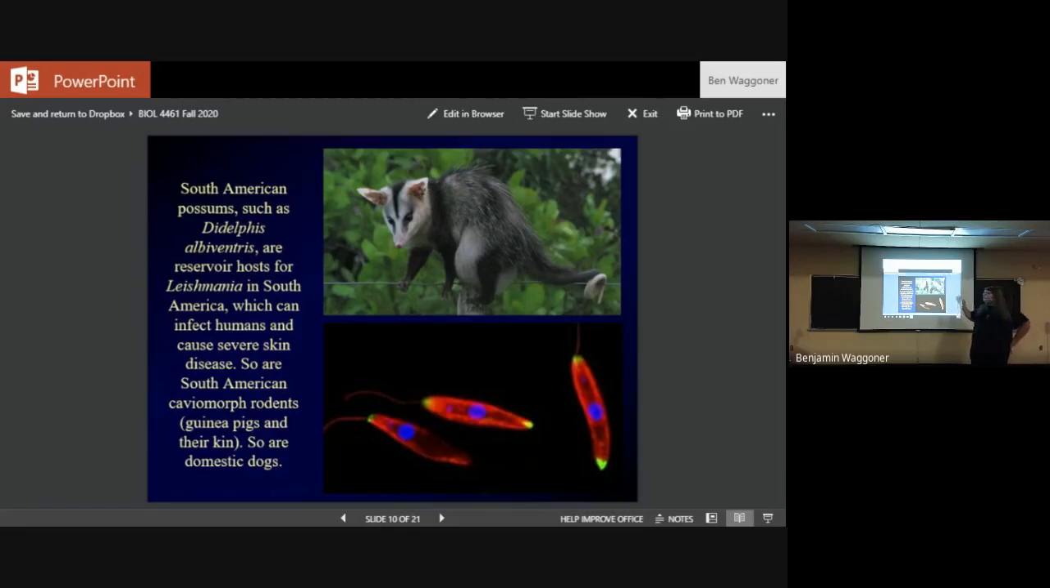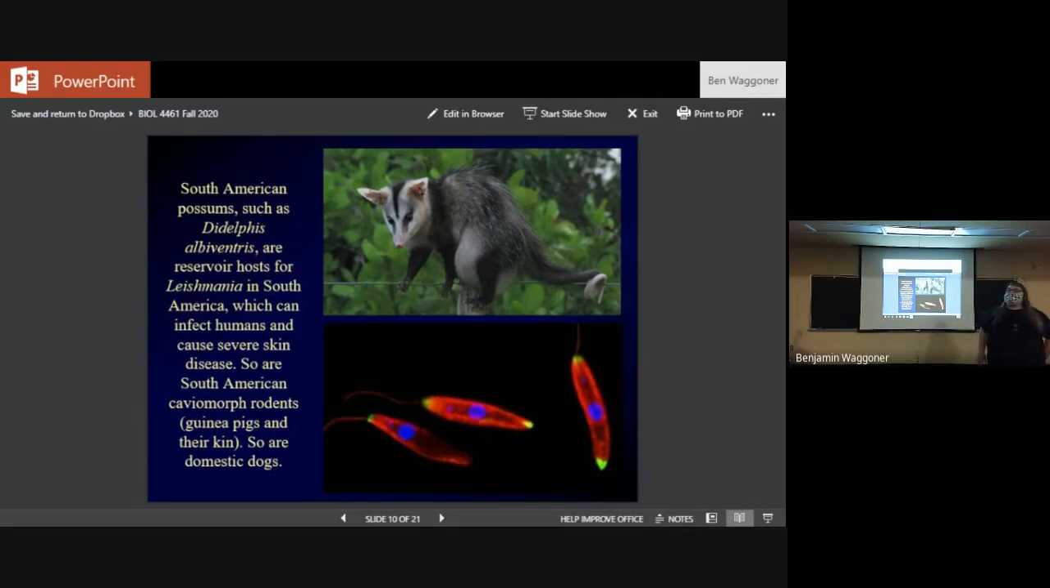So anyway, Leishmania populations can maintain themselves in South American possums, domestic dogs, and South American caviomorphs, which is a major group of rodents. Caviomorphs include guinea pigs, for example. So if you're in South America, as long as you have wild possums and wild caviomorphs running around, they maintain this reservoir population of Leishmania that can be passed to humans if you ever have blood-sucking flies that feed on a possum and then bite a person.